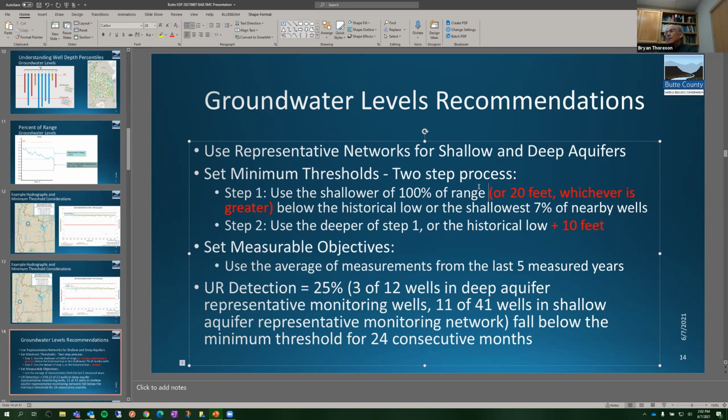Yeah, we were thinking it would be 20 feet below the historical, not 20 feet added to the range. So that way your minimum operational flexibility below the historical is 20 feet. But if you've got a bigger range at a well, you would have more than 20 feet of operational flexibility.